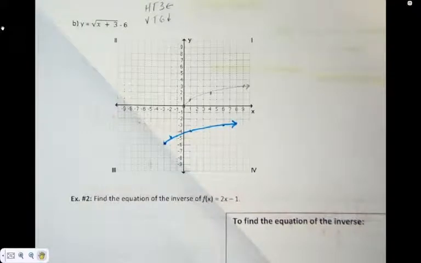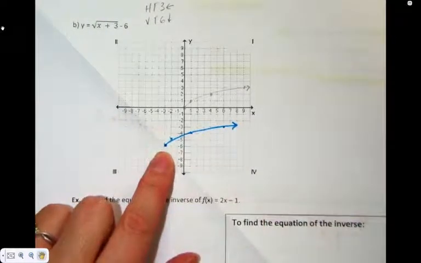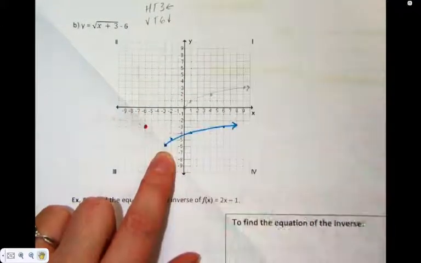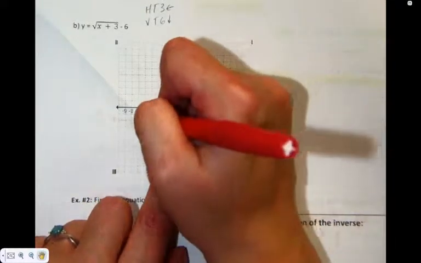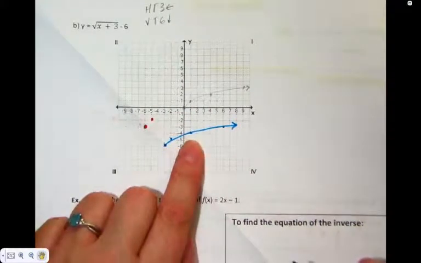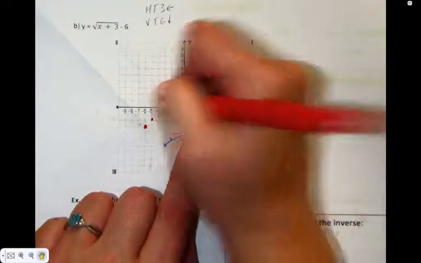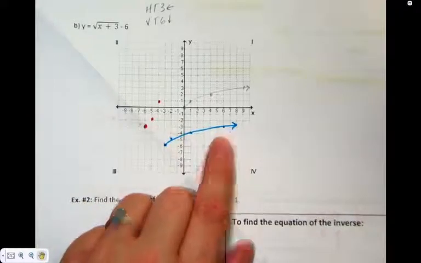This is where you grab red pen because we're going to do the inverse, and I'm just going to go point by point. The first point is -3, -6. Flip it. -6, -3. The next coordinate's -2, -5. -5, -2. Then I have 1, -4. Oh yeah, we're good there. And 6, -3.